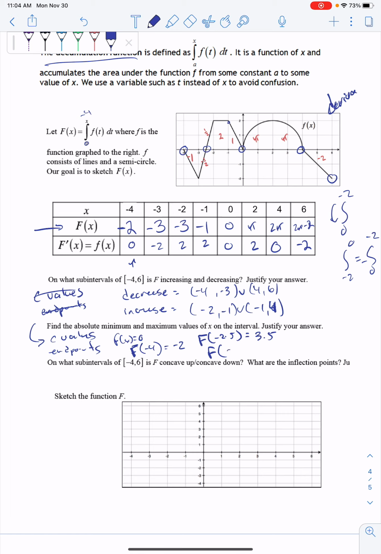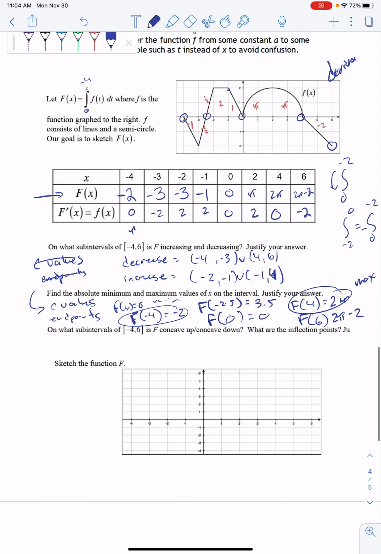Big F of 0 was 0. Big F of 4 was 2 pi. And big F of 6 was 2 pi minus 2. So which one of those is the biggest? 2 pi for sure. So that's going to be my max. So there's a maximum at 4 of 2 pi. And my minimum is going to be right here at negative 4 because I'm down at negative 2. So I've got a minimum of negative 2 at f of negative 4.